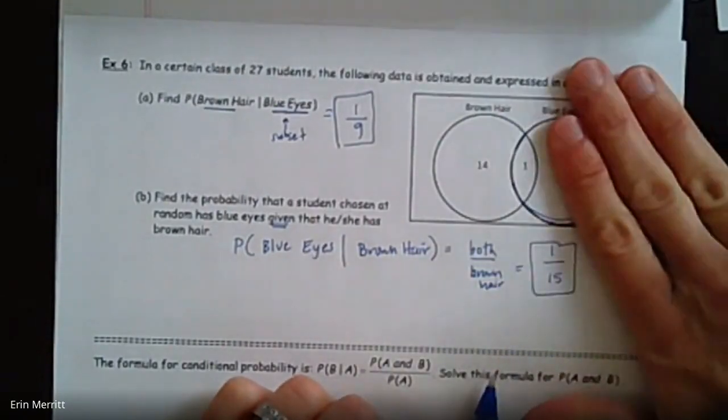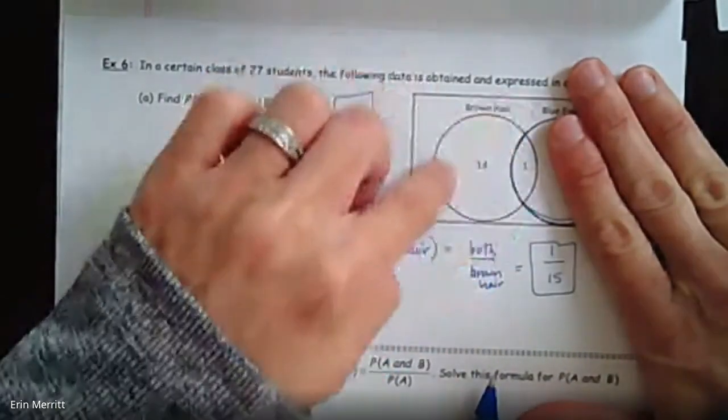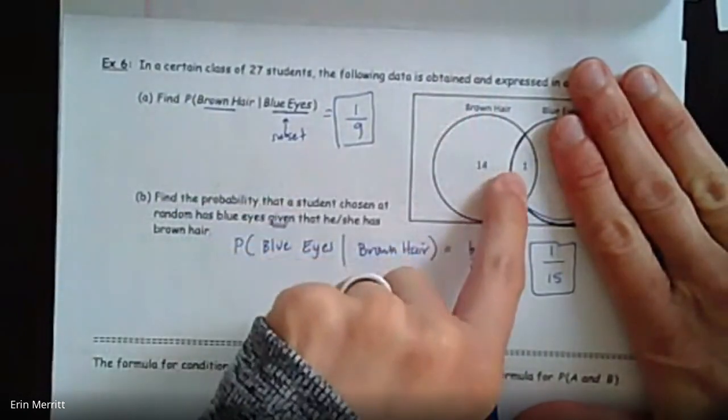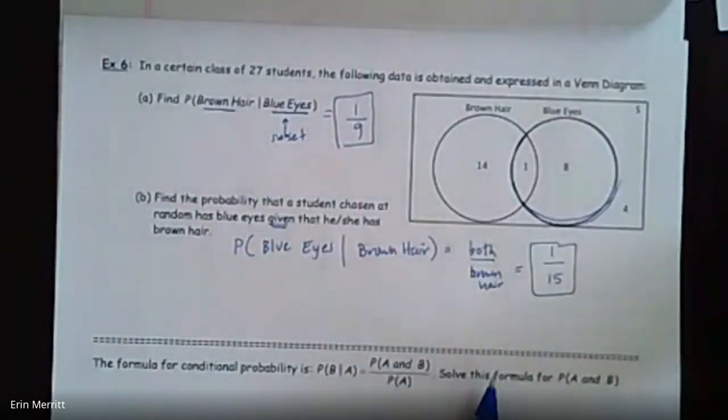And if you cover it up, it should hopefully make sense. Yeah, there's 15 people. What's the chance that you have blue eyes given that you're in that brown hair circle? Well, just 1 of you. So there you are. All right.